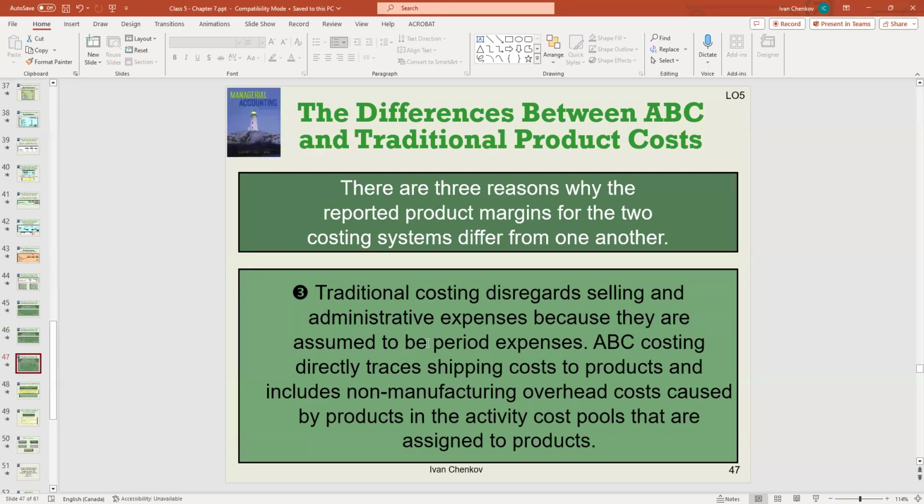Third, the traditional costing system disregards the selling, administrative and marketing expenses because we're just saying those are period costs. We don't care about this. Whereas in the activity-based costing, we're tracing those costs to the product. And we're going to include the non-manufacturing overhead cost because they simply cost the product. So we try to assign some of the marketing and the selling and administrative expenses. Only the shipping cost will be directly treated as a period cost.